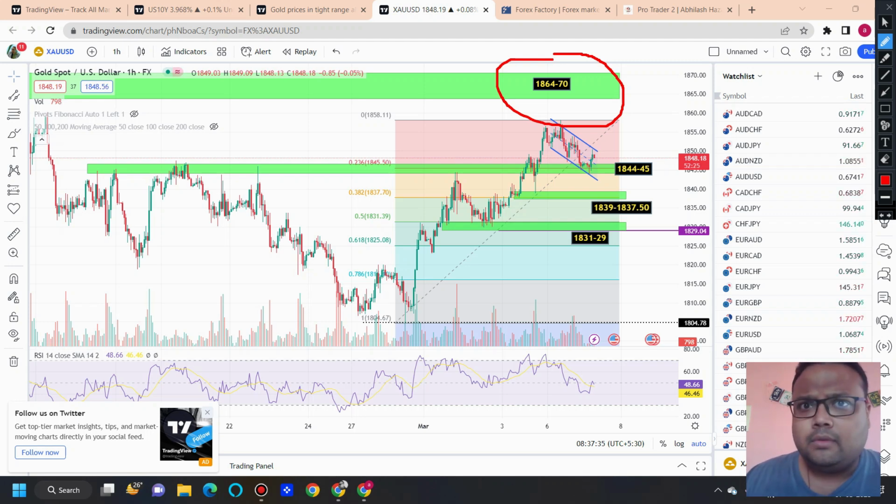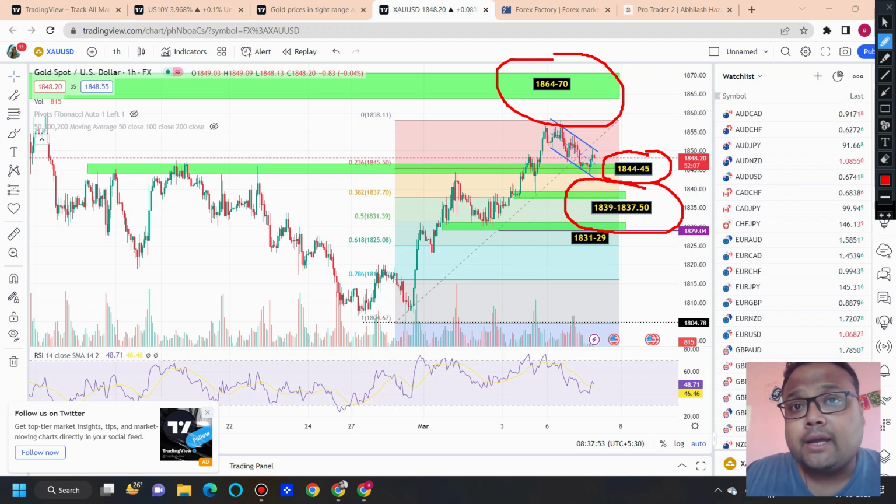And if we need to know about support, then yes, the support of 1844 to 1845 is no longer valid as a major support. The next big support on the chart of gold is 1839 to 1837.50.